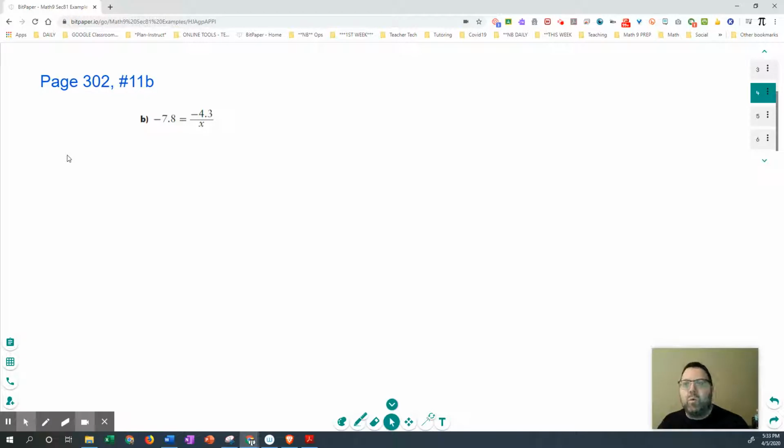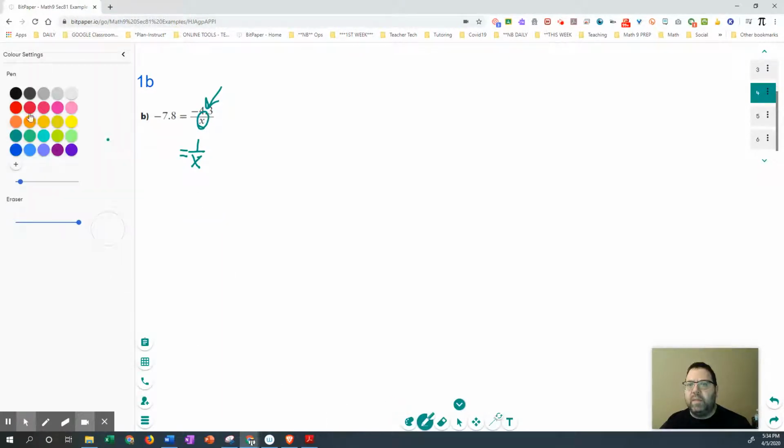So you have negative 7.8 is equal to negative 4.3 over x. You notice x is in the denominator position here, right? Sorry, I have to change to my pen here. Okay, so the x is in the denominator position, which means you can't just get rid of the negative 4.3 and call it a day, because if you could get rid of the negative 4.3, you'd end up solving for 1 over x. And that's no good. You can't solve for a 1 over x.